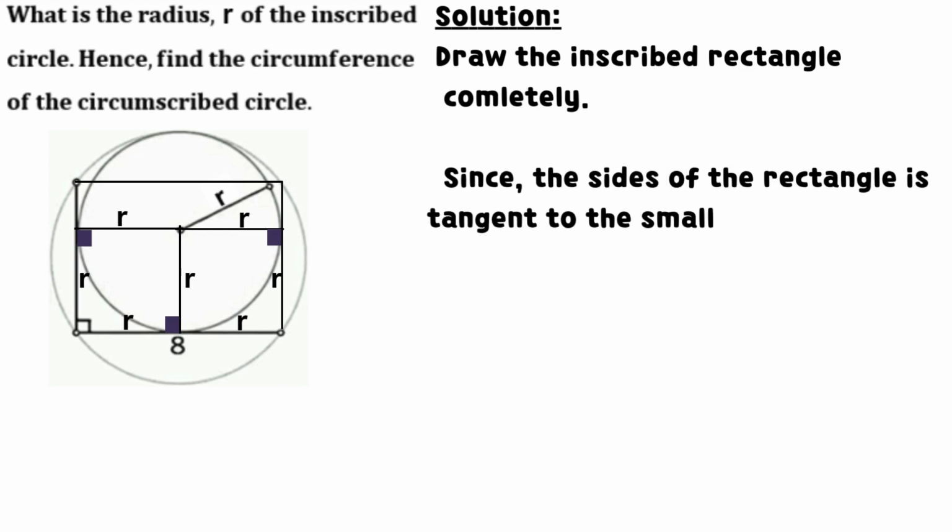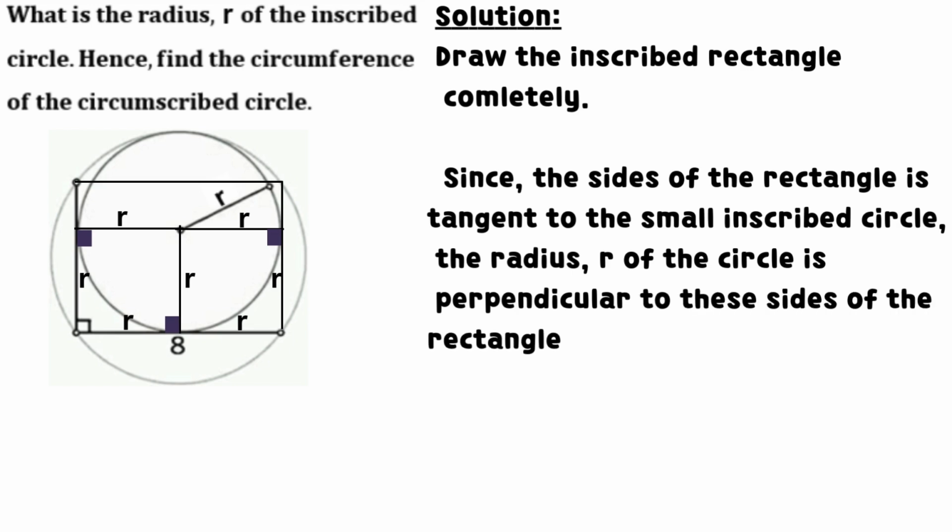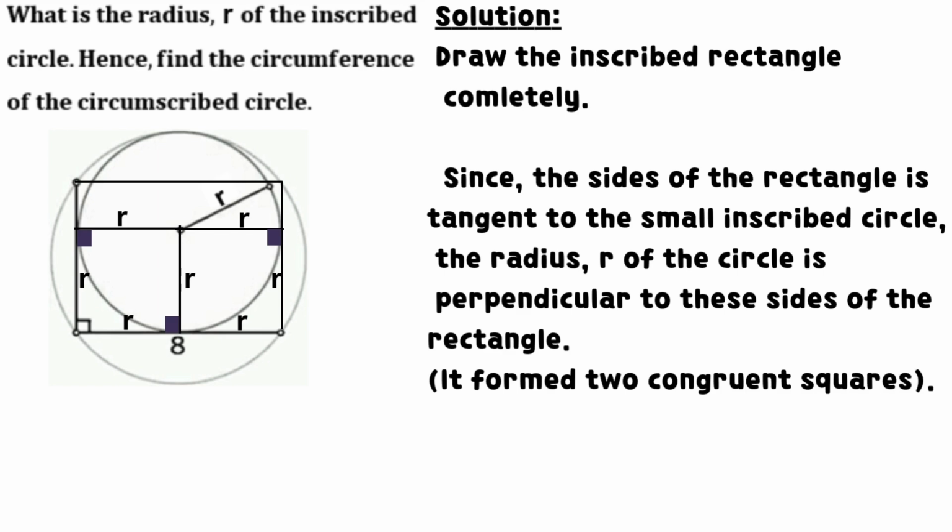Since the sides of the rectangle are tangent to the small inscribed circle, the radius r of the circle is perpendicular to these sides of the rectangle. It forms two congruent squares, as shown on the screen. The combined side lengths of the two congruent squares equal the diameter of the small inscribed circle, which equals 8 units.